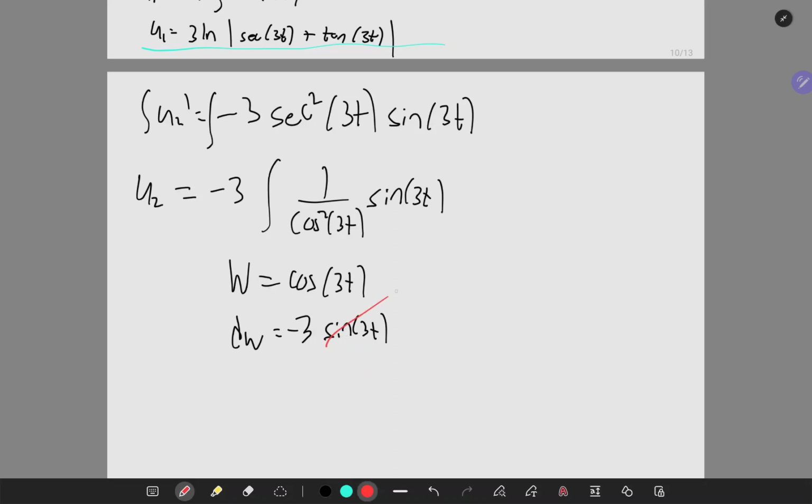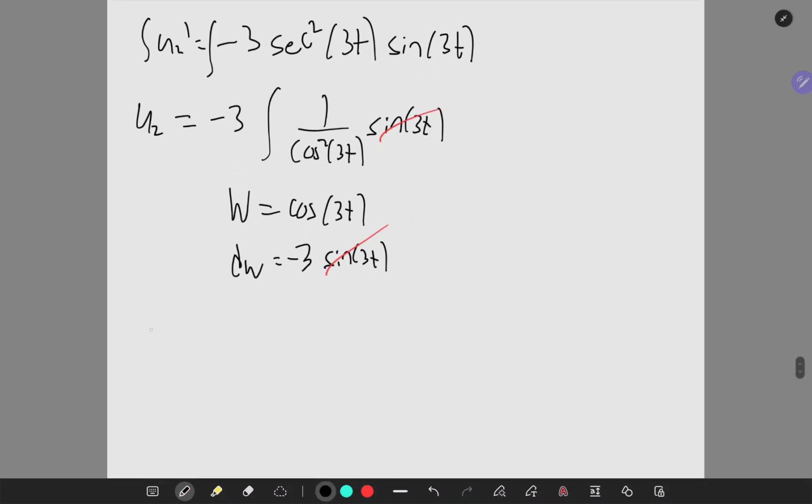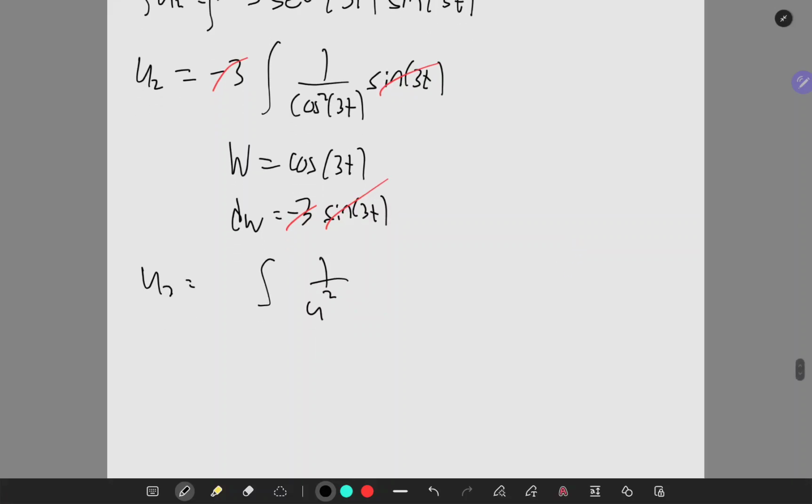So then this will cancel with that, and we're left with that. Oh, and guess what also cancels? These. So now that's it. Oh, this ain't too bad. So then u2 is -1 over u, right? E to the -2. Yeah.